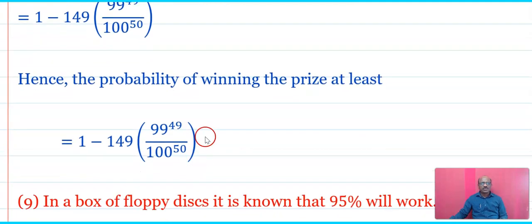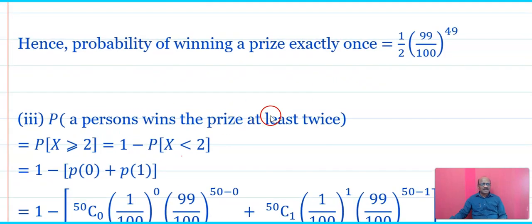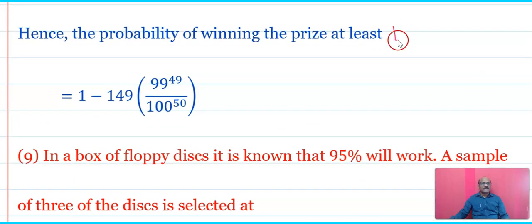Next, hence the probability of winning a prize at least twice.